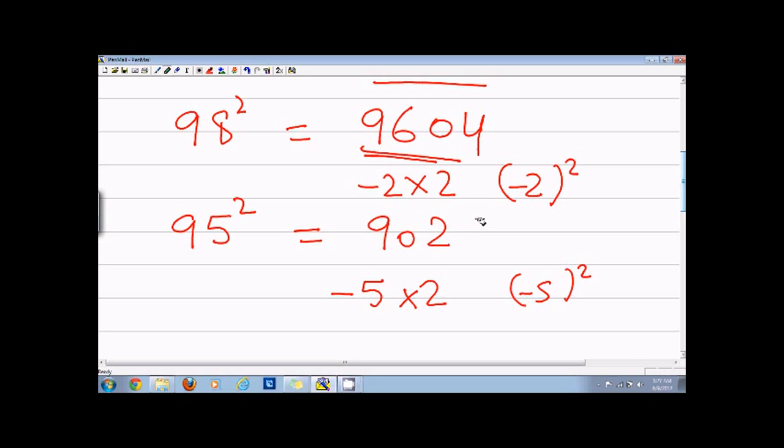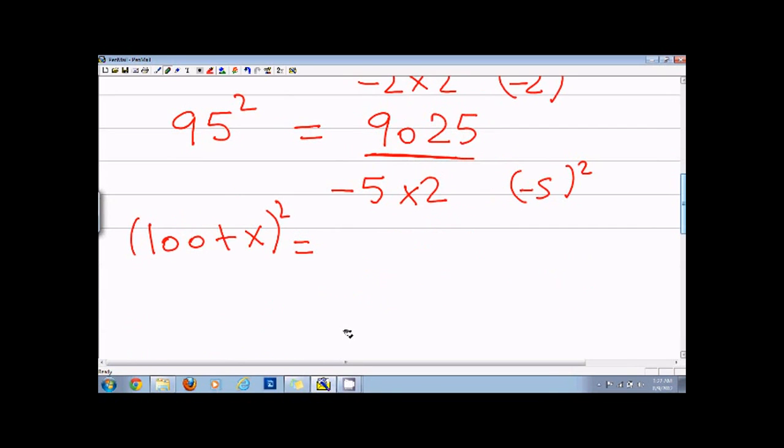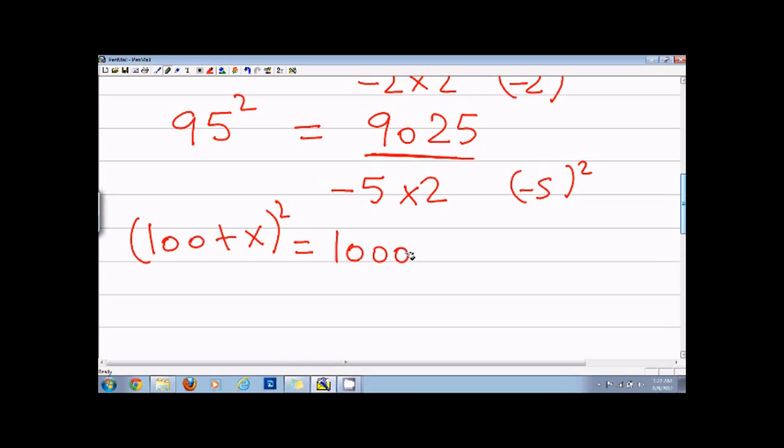Now this is not magic, so there is a proof for this trick. For example, if we have 100 plus x and we want to take the square of this number, we can see it's 10000 plus 200x plus x square. So if you look at this equation, it looks very close to my trick.